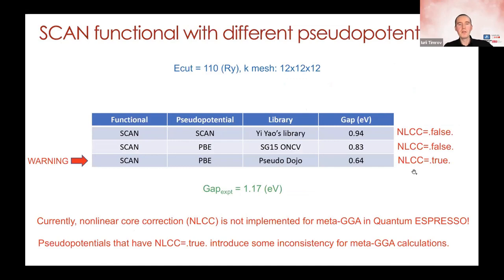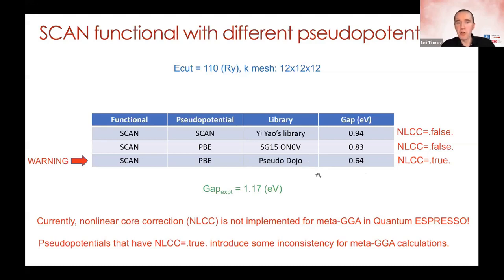Okay, so one important message is that SCAN is not implemented for ultrasoft and projector augmented wave. This is what concerns Quantum ESPRESSO. I don't know about other codes, but Quantum ESPRESSO is only norm-conserving pseudopotential. So immediately you cut off a lot of libraries. What is left is essentially PseudoDojo and SG15, which are both norm-conserving.